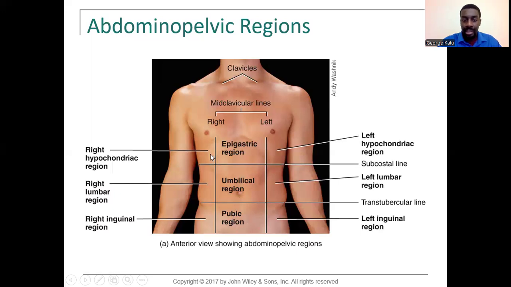Okay. On either side of that, you're going to have the right and left hypochondriac regions on either side of the epigastric region. On either side of the umbilical region, you're going to have the left and right lumbar regions. And on either side of the pubic region, you're going to have the left and right inguinal regions. So left hypochondriac, epigastric, right hypochondriac, left lumbar, umbilical, right lumbar, left inguinal, pubic, right inguinal.